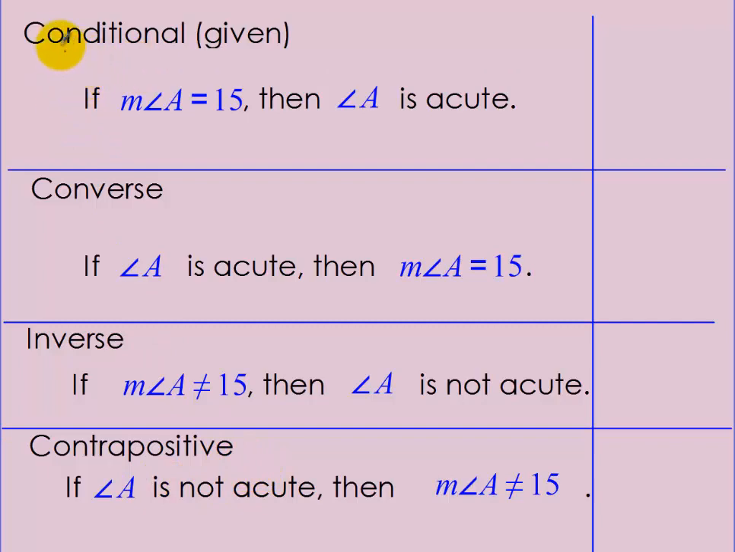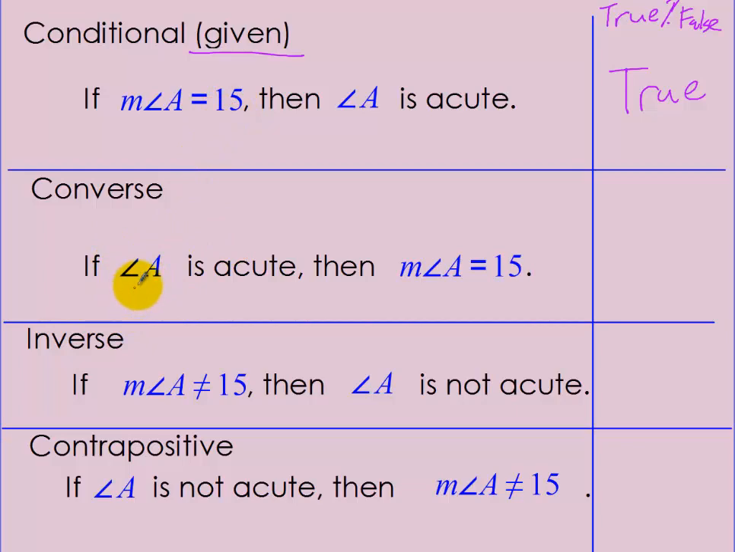So our conditional statement, and this is what I'm going to call the given statement, is something that you're probably given. If the measure of angle A equals 15, then angle A is acute. Let's make this table, and we're going to ask, is this true or false? Well, that's definitely true, because all acute angles are less than 90 degrees, and 15 is less than 90 degrees.